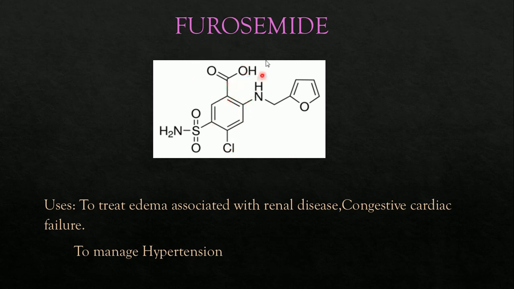So fifth position contains carboxylic acid group, second position contains chloro group, fourth position contains the furan side chain. It is used to treat edema associated with renal disease, congestive cardiac failure. Furosemide is also used as a combination drug for the treatment of hypertension or to manage hypertension.